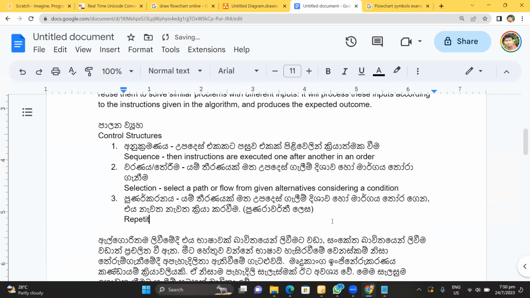Repetition. Repeating the same instruction flow again and again based on a condition. This is also based on a condition. So that is called repetition.